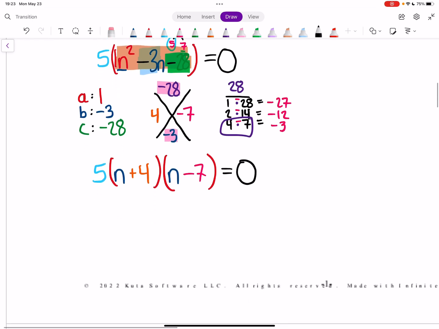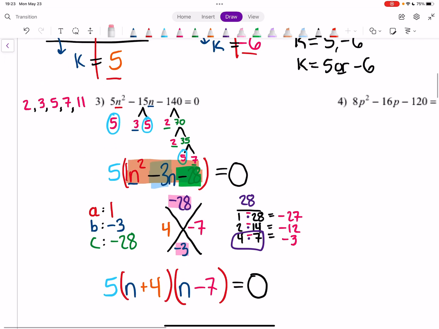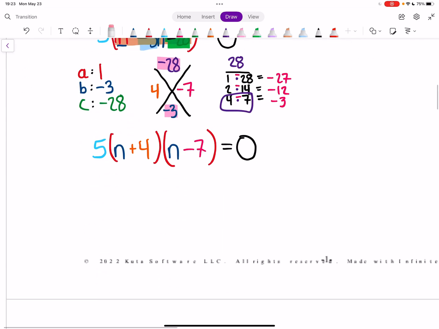So we can ignore this 5 out in front because notice that's multiplication, multiplication. If we divide both sides of our equation by 5, 0 divided by 5 is still 0. So that 5 really has no effect on our actual zeros. So just like before, I'm going to write 2 equations. I'm going to say each factor equal to 0. So the first one's going to say n plus 4 equals 0. And the second one is going to say n minus 7 equals 0. So n plus 4 equals 0 and n minus 7 equals 0.